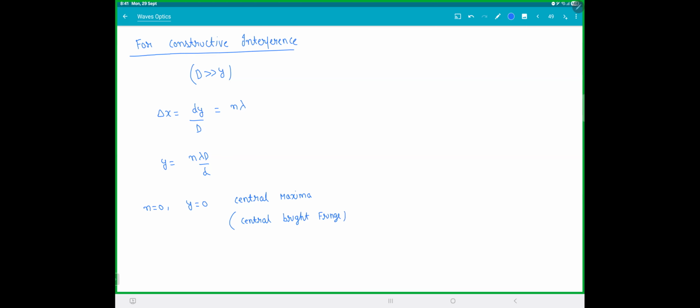So keep this in mind. If someone asks you what central maxima is, it is when the path difference is 0. That is the meaning of central maxima. If you put n is equal to 1, we get y is equal to lambda capital D by small d. This is your first maxima.